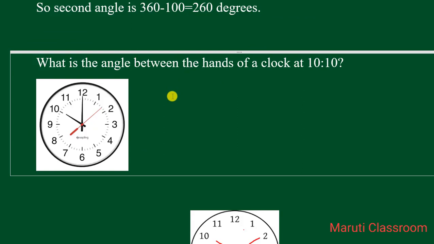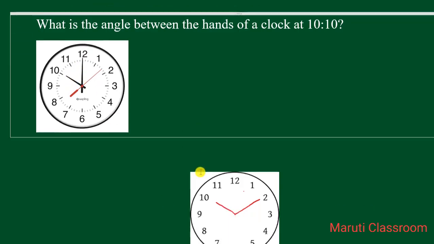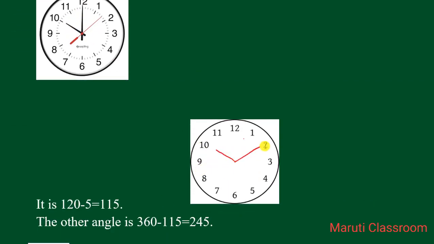Now let us do one more problem in this model. What is the angle between the hands of a clock at 10:10? First you consider 10 o'clock position. So our hand is at 10, minute hand is at 12. Just like previous case, assume our hand won't move from 10 o'clock position, for a few seconds. After 10 minutes, minute hand comes to 2. Now what is the angle between the hands?